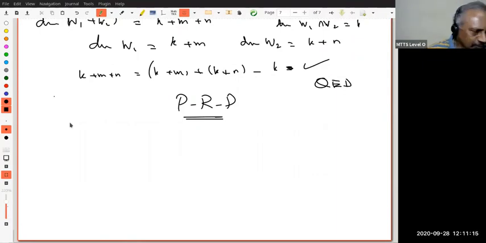So the theorem is proved. As I said, this is a very important theorem. Whenever there is a dimension involved, we have to deal with it. We should know how to do that.